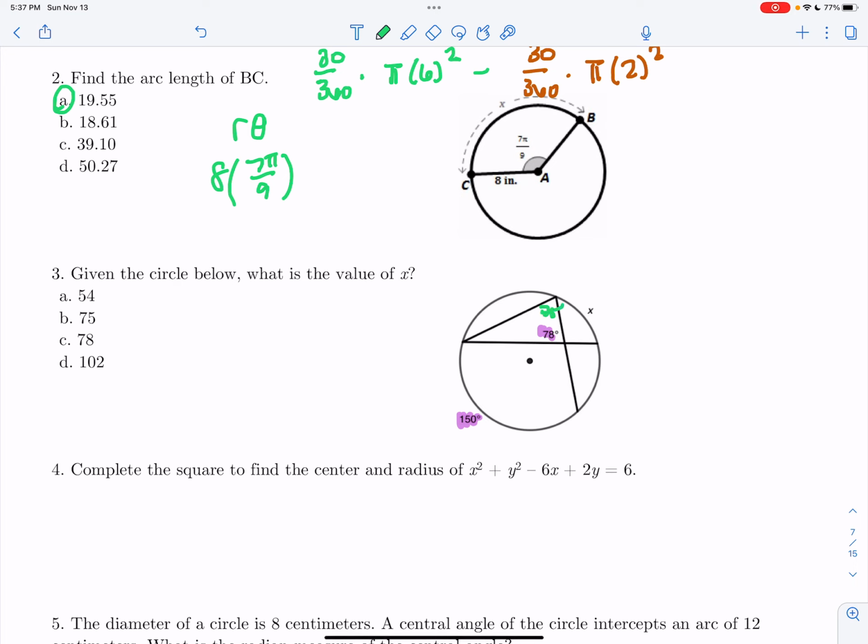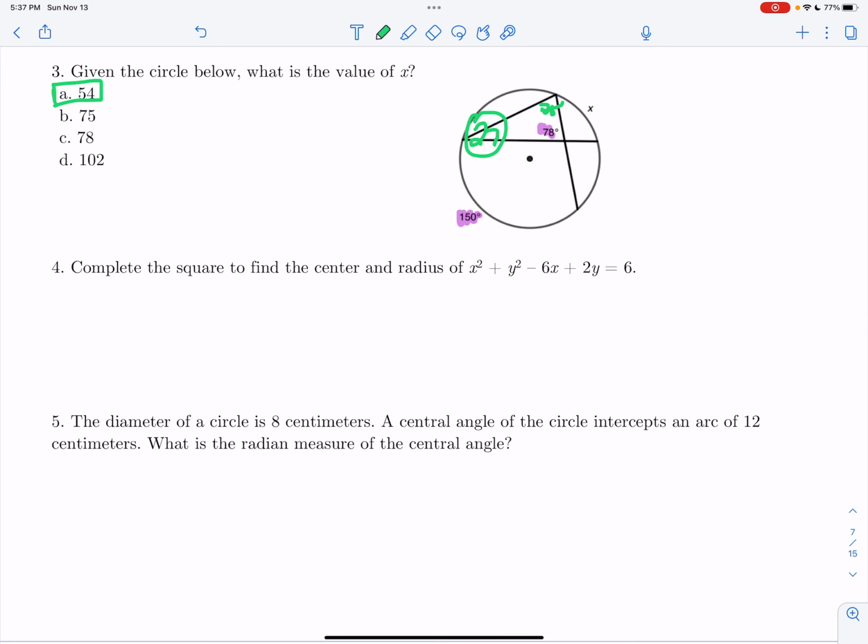And based off of that information, if I know that it's a triangle, then 75 plus 78, subtract that from 180, gives us 27 as this lovely angle right here. So to find my intercepted arc, that's going to be twice my intercepted angle, and twice of 27 is 54. So number 3 is 54.